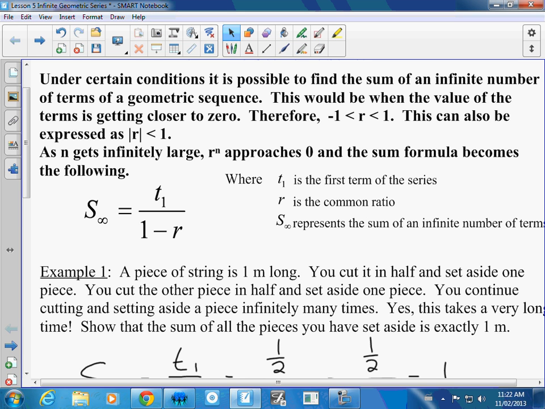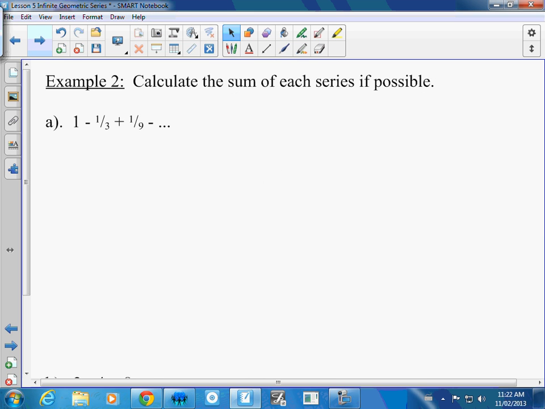Okay, let's do the last 2 examples on the next page. Calculate the sum of each series, if possible. So what do we got to do first? What do we got to find out? We got to find R. What is R in this case? -1/3. You are correct. -1/3. Take a half divided by a -1/3... take -1/3 divided by 1, right? -1/3. That's what R is.